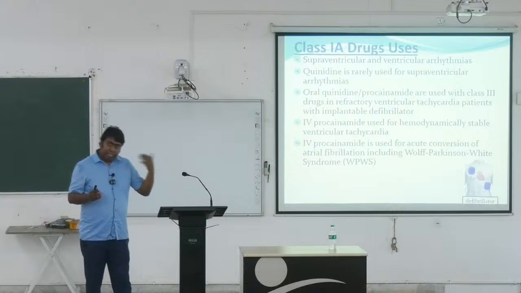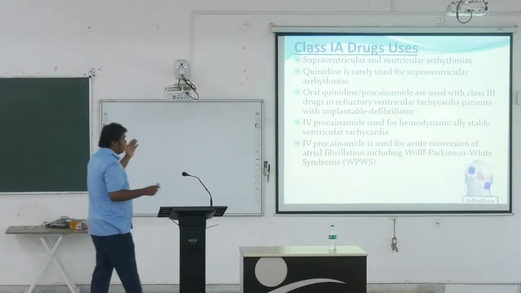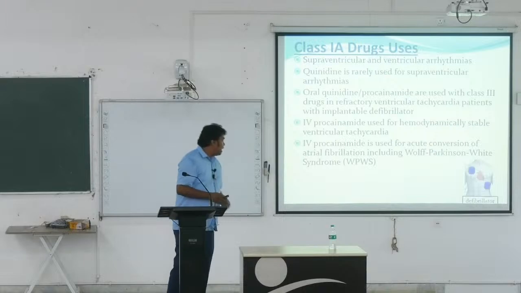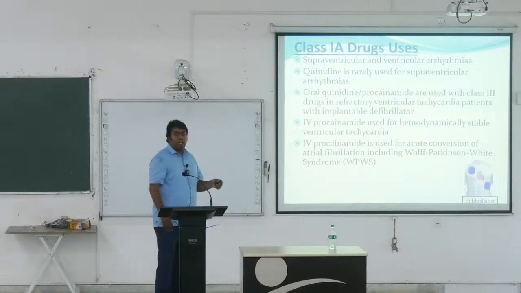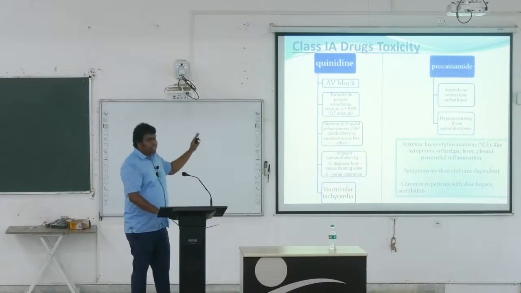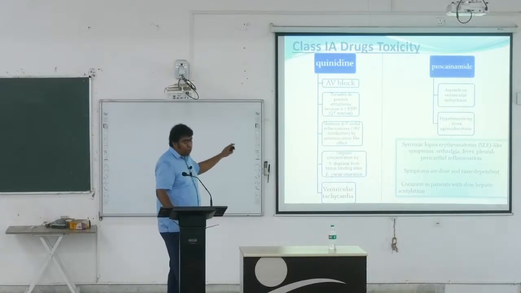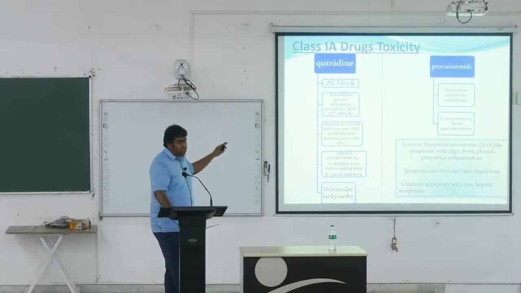Along with class 3 in case of resistance, in WPW, procainamide, and hemodynamically stable ventricular tachycardia. So toxicity: quinidine can cause AV block, torsades de pointes, shortens the AV refractoriness, and increases digoxin concentration.